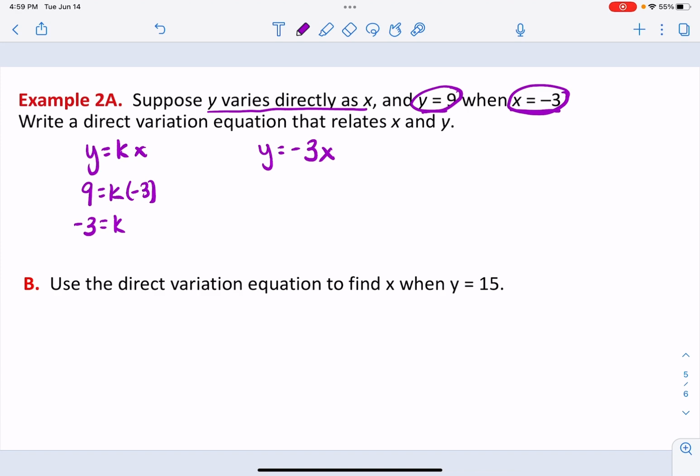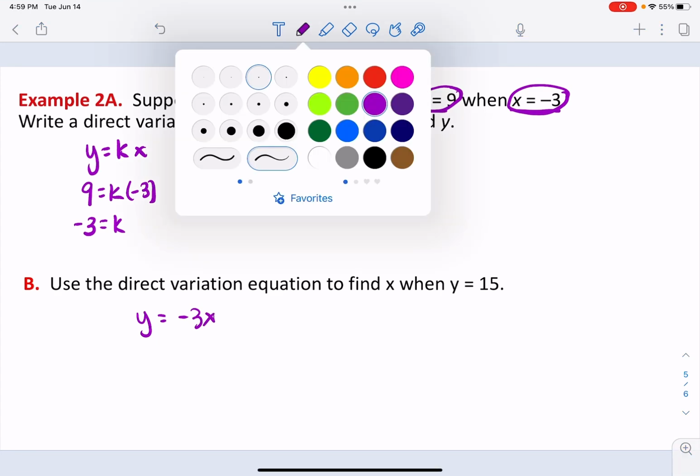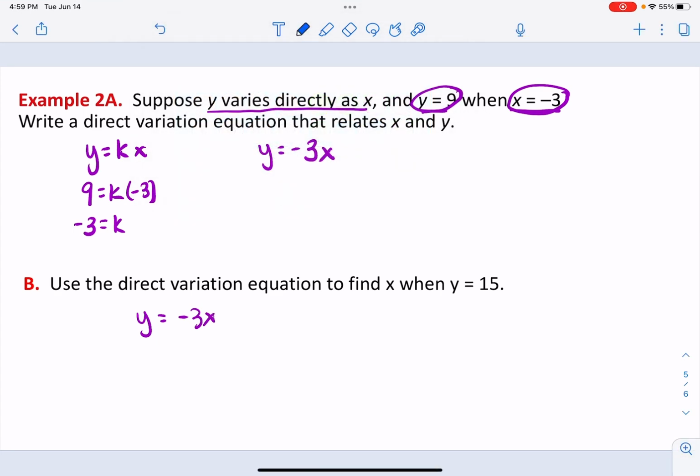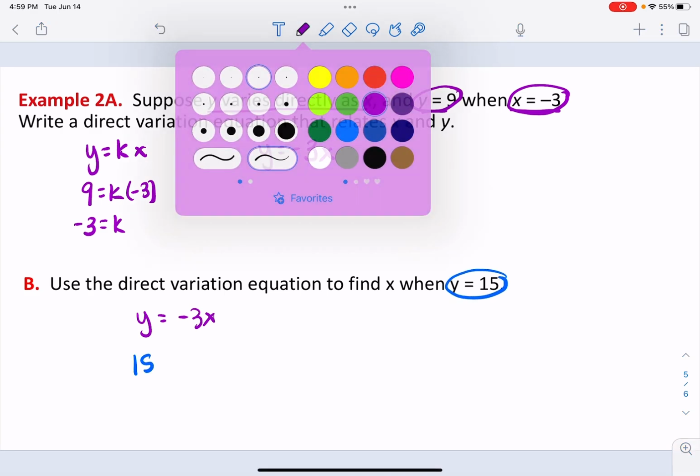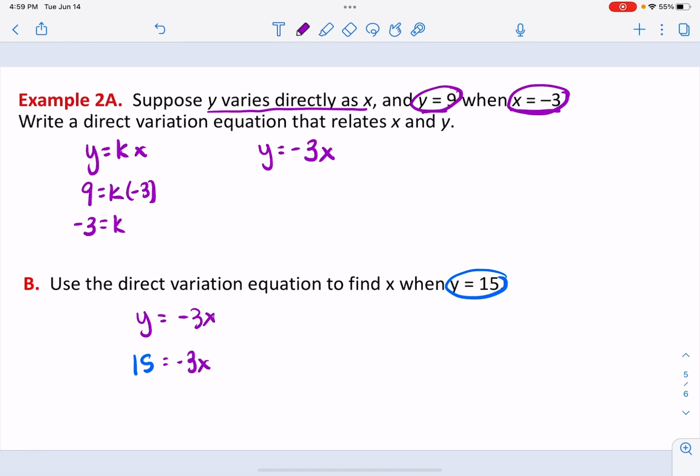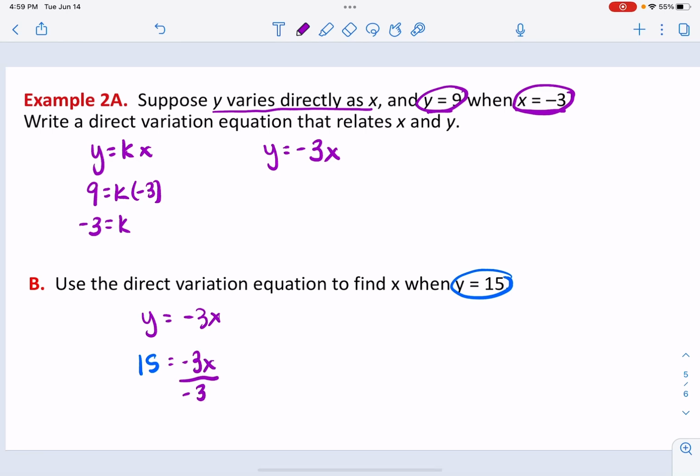So use the direct variation equation to find x when y equals 15. So I have y equals negative 3x. I want to plug in when y equals 15. So y equals 15. I solve this. I divide by negative 3. So x ends up equaling negative 5. Okay? And that's our video on direct variation.